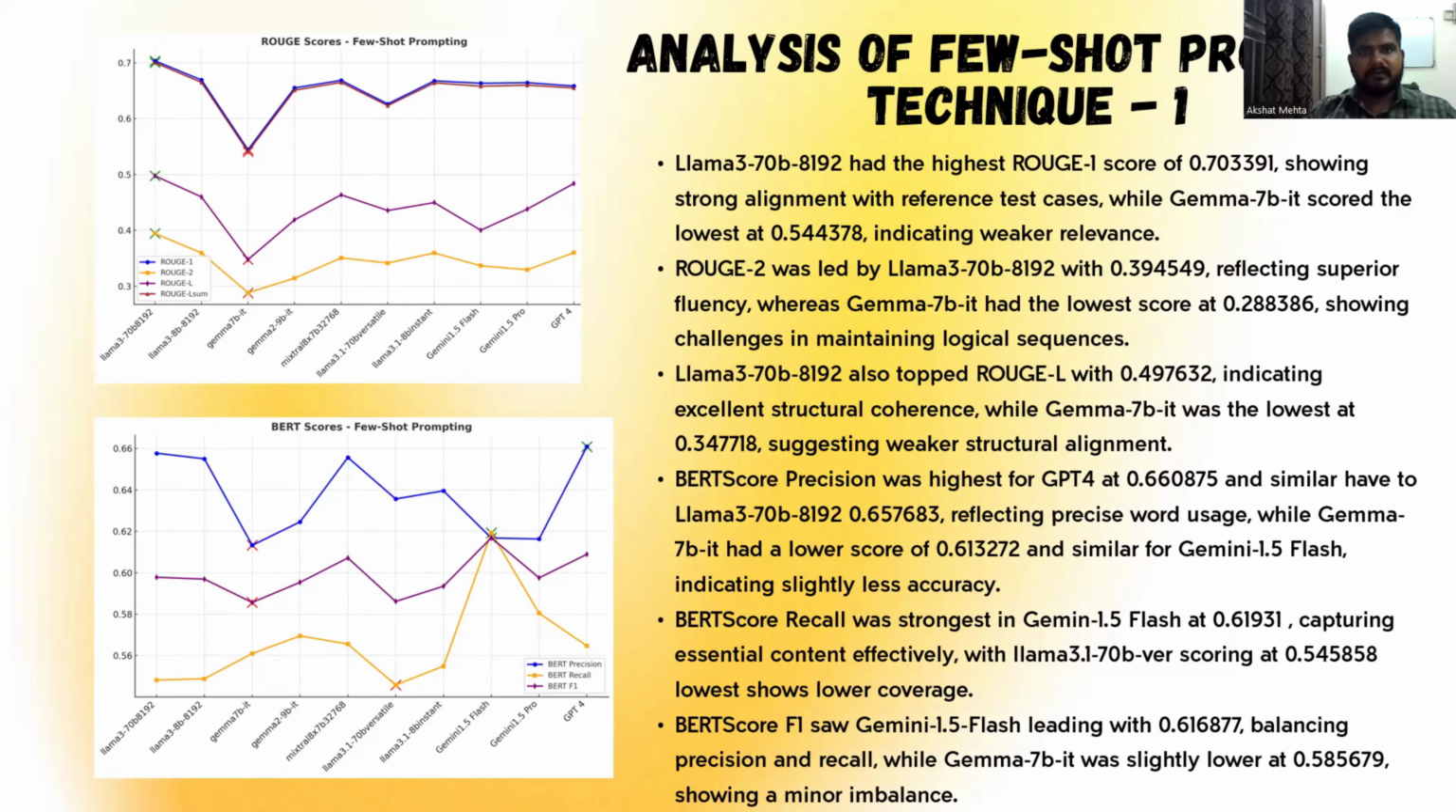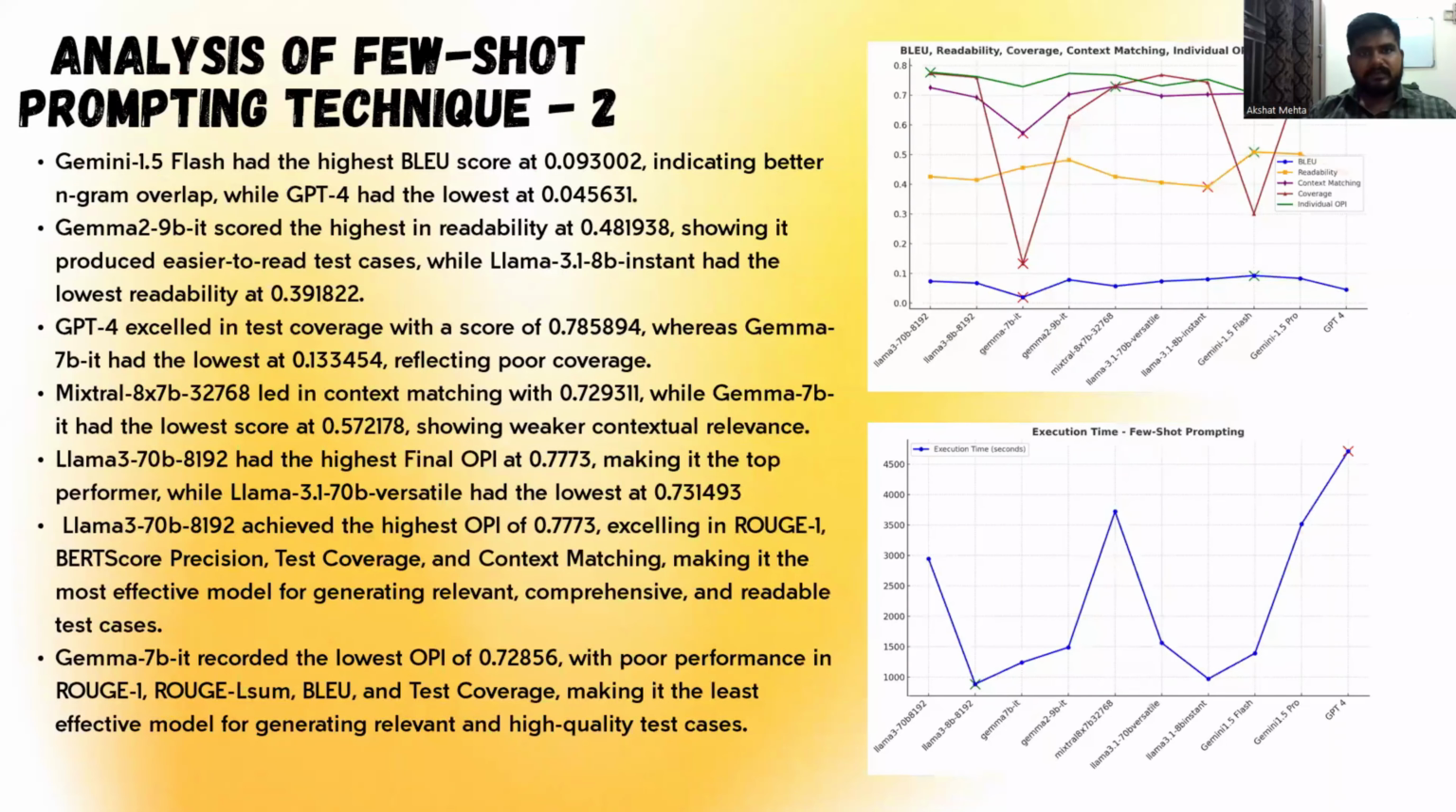Gemini 1.5 Flash led in recall with 0.61931, capturing essential content, while Llama 3.1 70 billion Versatile had the lowest recall at 0.4545858. Overall, you can see that Llama 3 70 billion 8192 continuously outperformed other models with strong results across all metrics, while Gemma 70 billion struggled with fluency and structural alignment, making it the weakest model in the setup. Let's continue with the next slide.